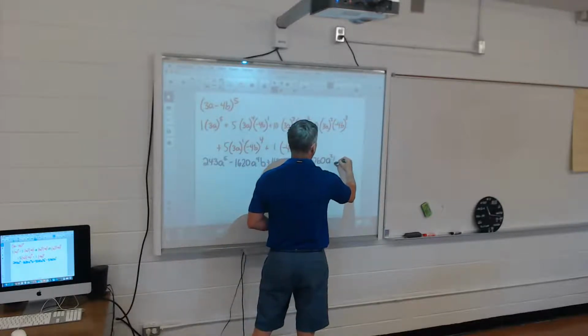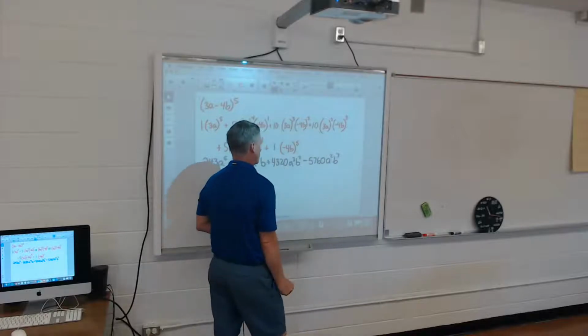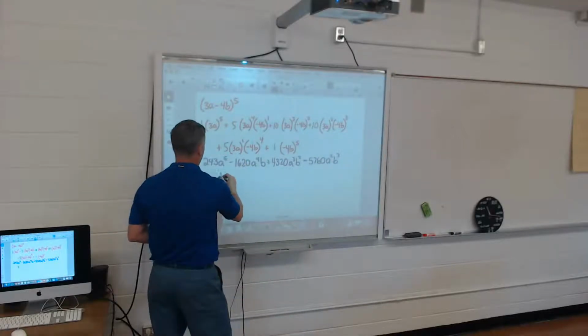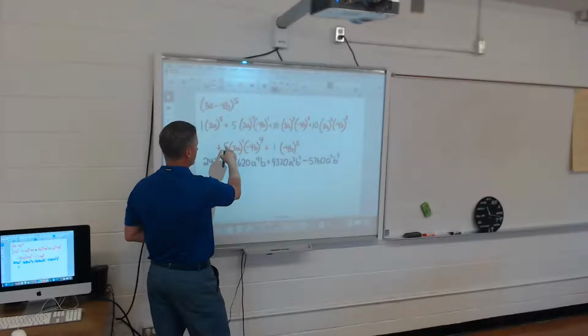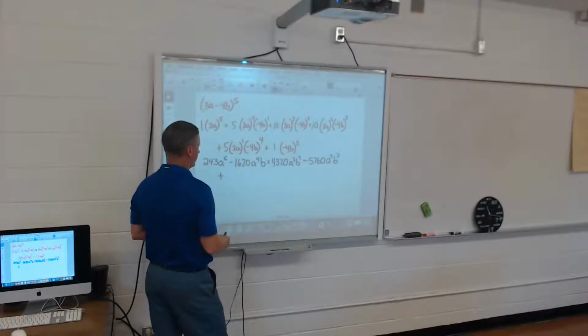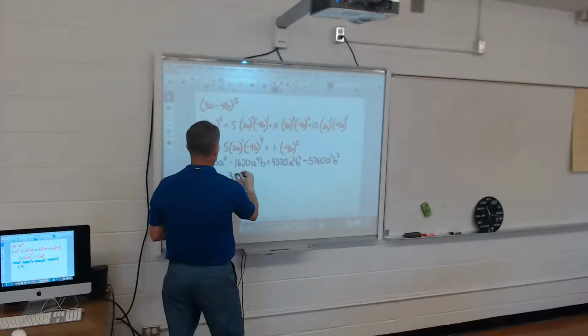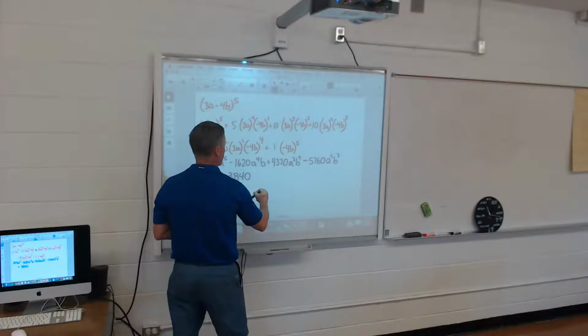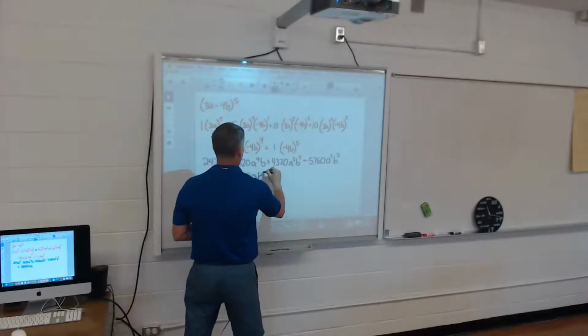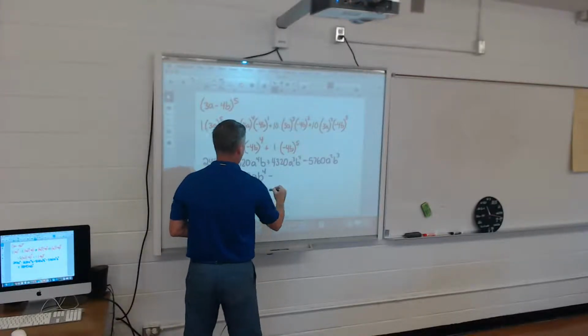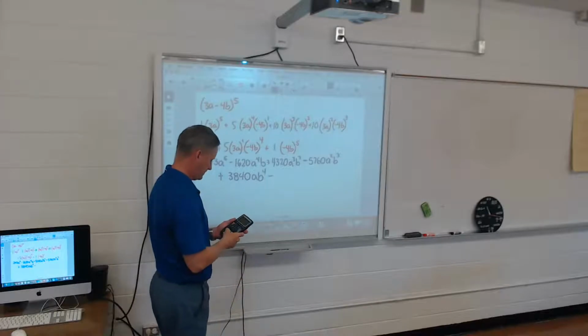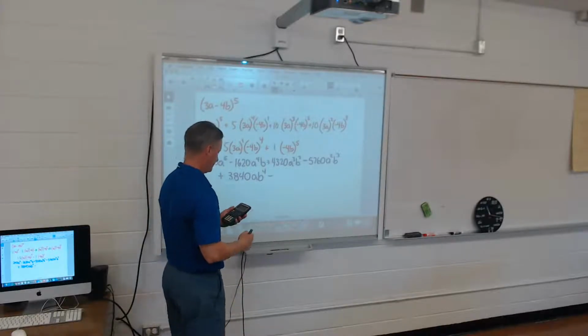a squared b cubed. Down here, it's going to be a plus 5 times 3 times 4 to the 4th. A, B, 4. And then the last thing is 4 to the 5th.